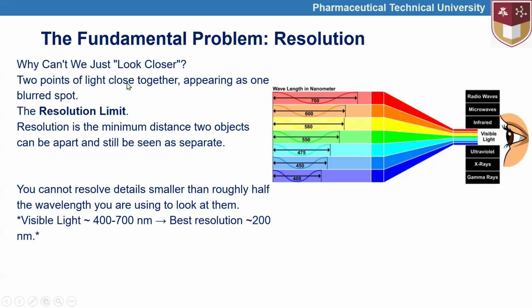Two points of light close together appear as one blurred spot. Okay, the resolution limit is the main point. Resolution is the minimum distance two objects can be apart and still be seen as separate.